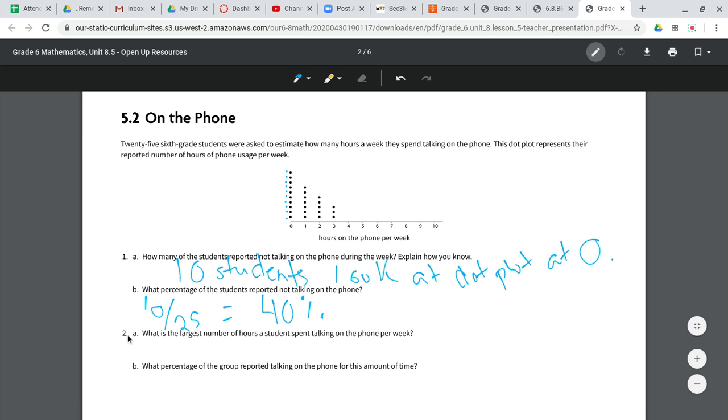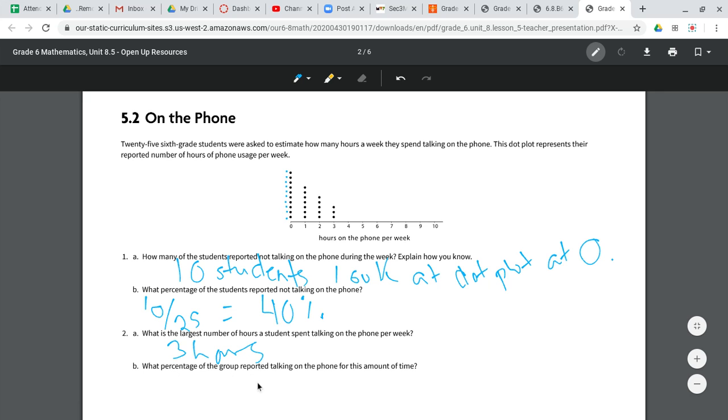For number 2, what is the largest number of hours a student spent talking on the phone per week? So if we look, what's that highest number? Correct, 3 hours. That's supposed to be in hours. You know what I mean. All right, so 3 hours is the highest usage that a student had in the week.